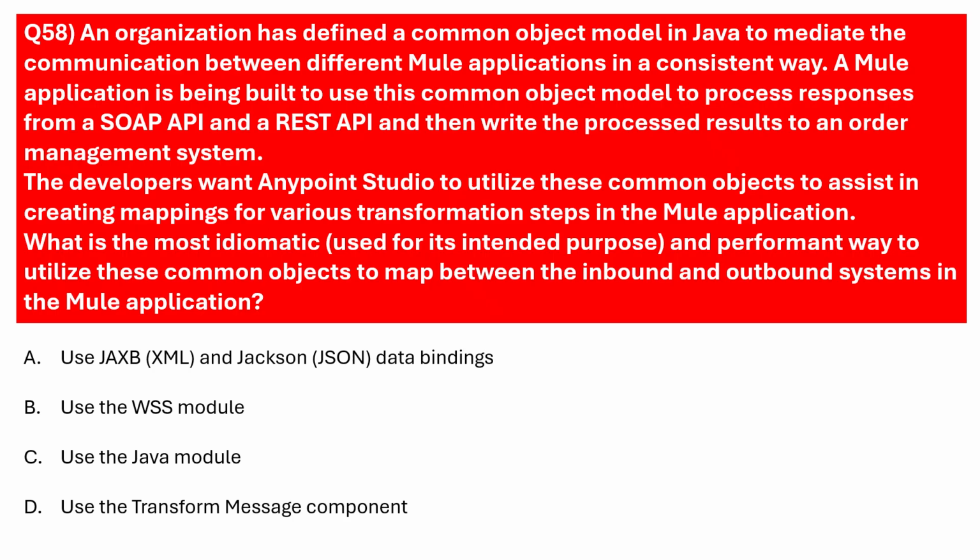What is the most idiomatic, used for an intended purpose, and performant way to utilize these common objects to map between the inbound and outbound systems in the Mule application? A. Use JAXB XML and Jackson JSON data bindings. B. Use the WSS module. C. Use the Java module. D. Use the transform message component.